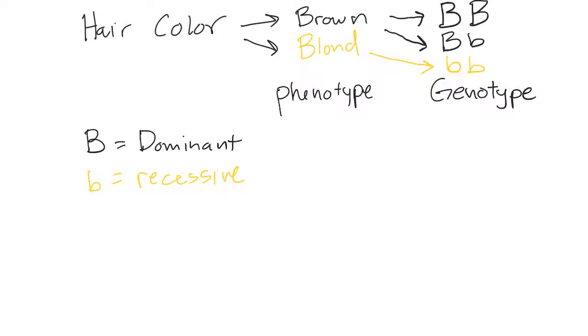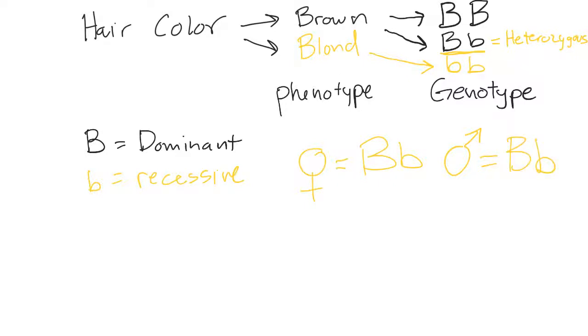Okay, so let's say your parents both have brown hair and are heterozygotes. What does heterozygous mean? Hetero means different, so that means you have one copy of each. So if the mother is heterozygous, then she is big B, little b. And if the father is heterozygous, then he also is big B, little b.